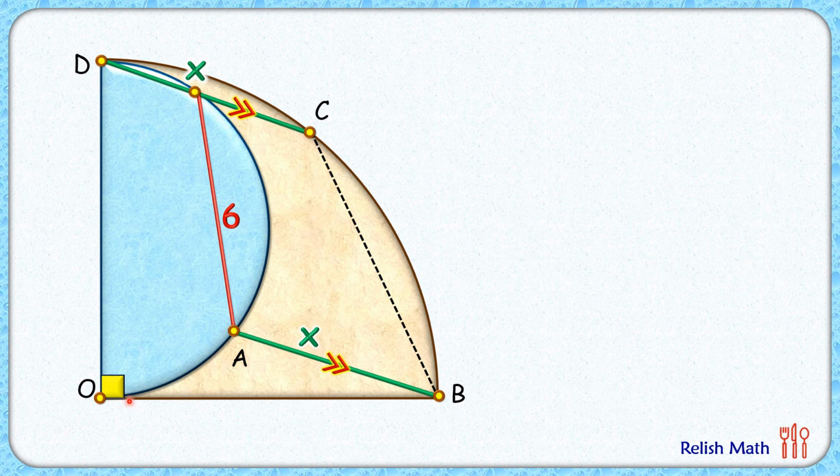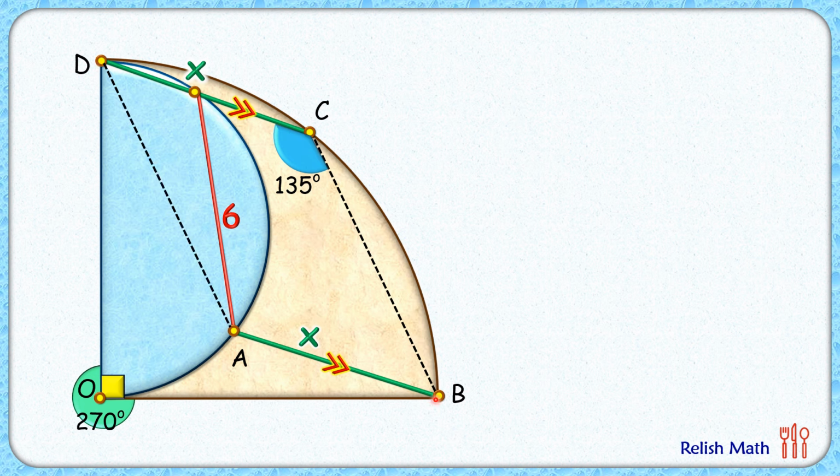So here at point O, this exterior angle is 270 degrees. And by theorem, the angle subtended at the remaining part of the sector will be half of 270, so this angle C here is 135 degrees. Let's join DA here.